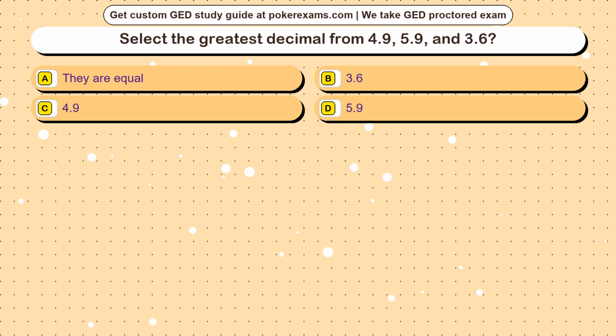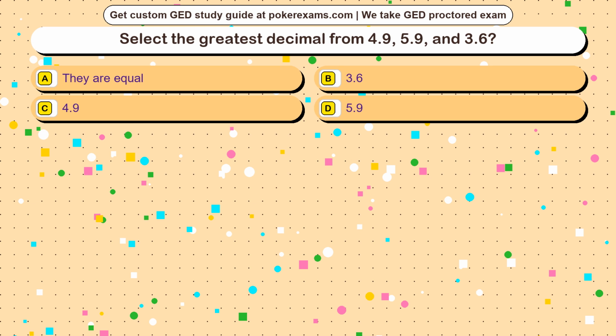Question 19. Select the greatest decimal from 4.9, 5.9, and 3.6. Option A, they are equal. Option B, 3.6. Option C, 4.9. Option D, 5.9.